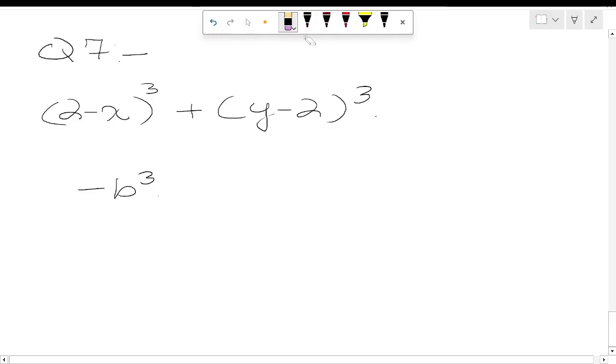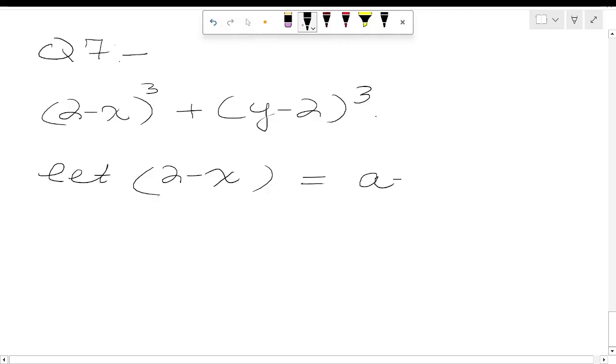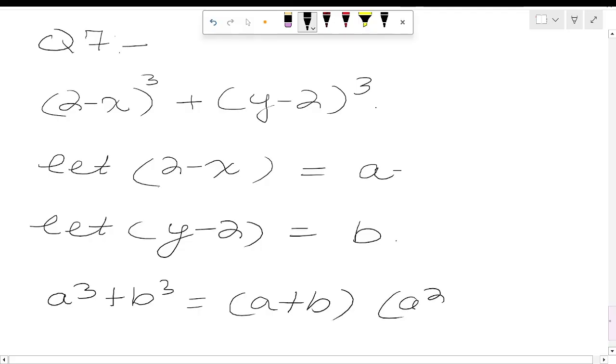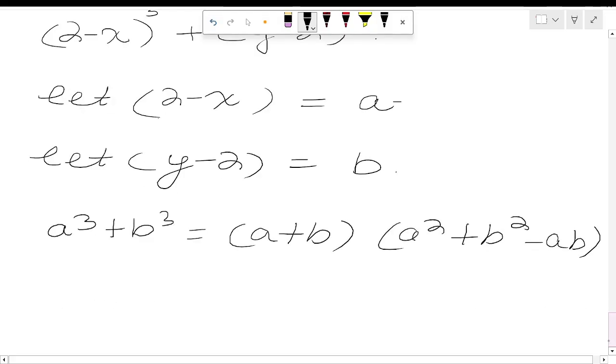So let's suppose 2 minus x is equal to a and let y minus 2 is equal to b. Now we'll just put it into the a cube plus b cube form, which will be equal to (a plus b)(a square plus b square minus ab). So now we need to place the values.